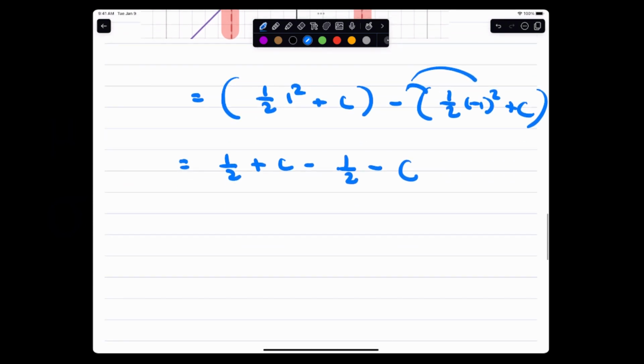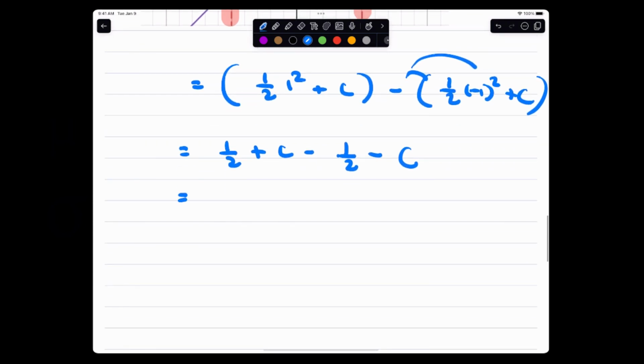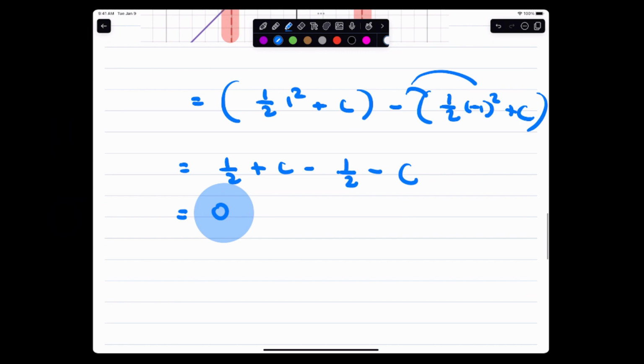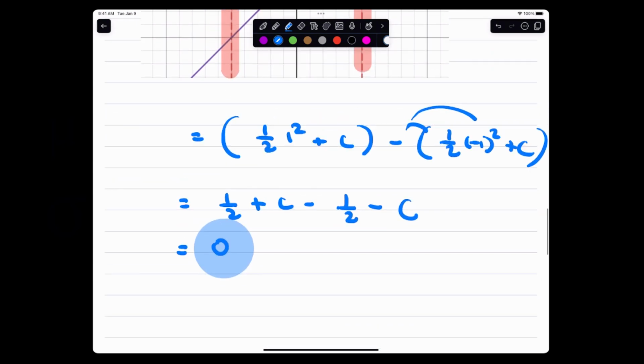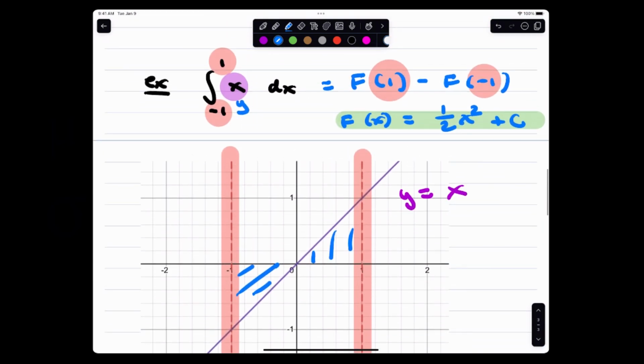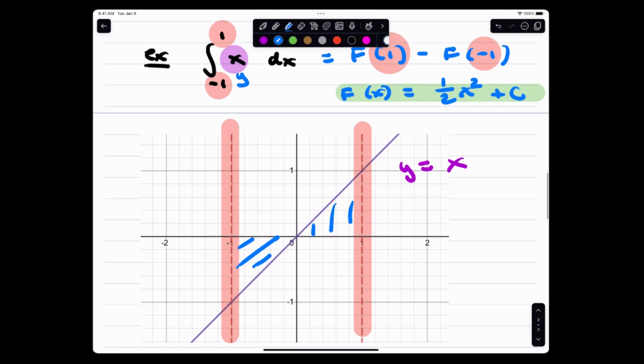Some arithmetic. So what's 1/2 plus 1/2? Oops, sorry, not 1/2 plus 1/2. I know that's 1. But what's 1/2 minus 1/2? 0. What's c minus c? So you say, Mr. Judge, the area under the curve is 0 here? Go, that's crazy. How could that be? Did you guys see the picture? Do you guys happen to know why that is?